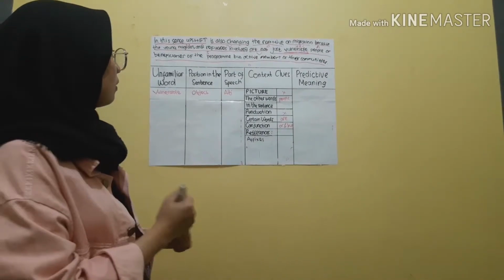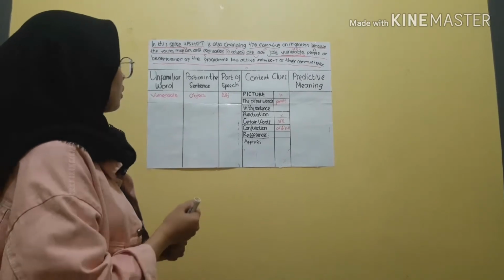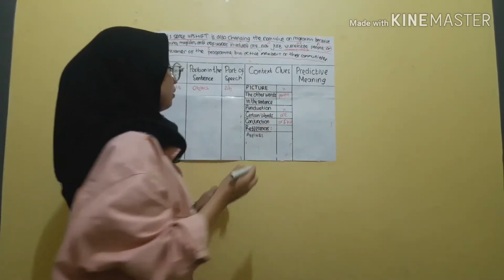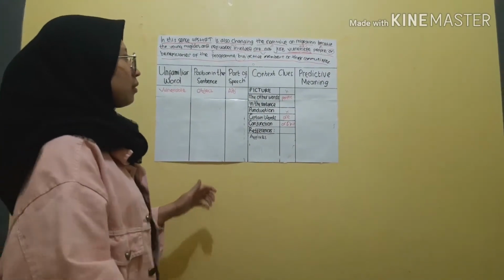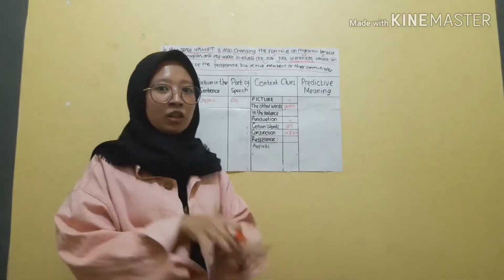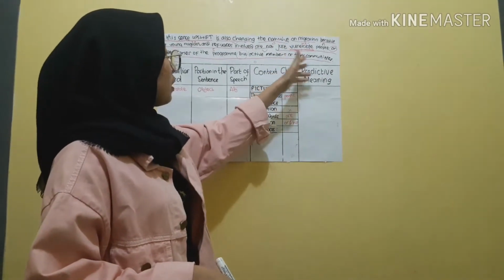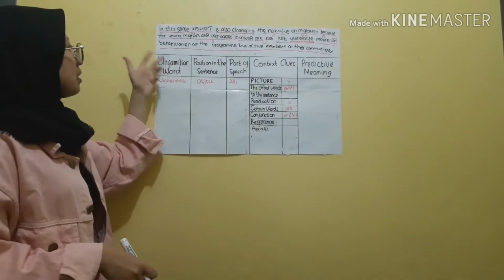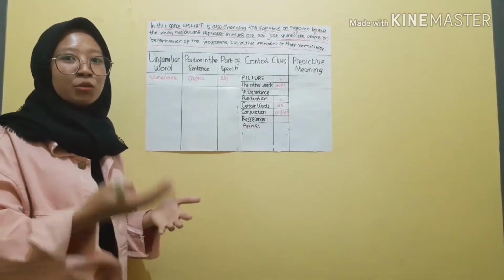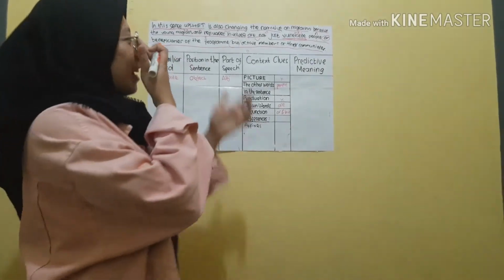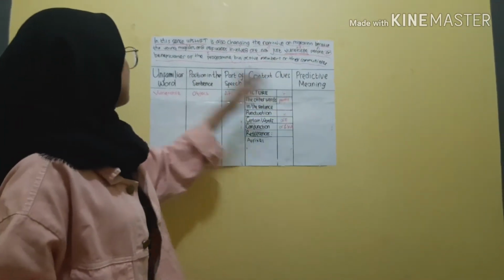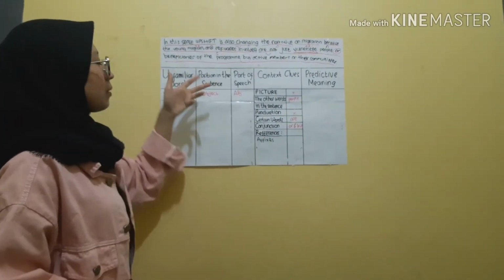After that, conjunction. There are 2 conjunctions: "or" and "but". "Or" tells about synonym. So the synonym of vulnerable people is beneficiaries. Beneficiaries in Bahasa is orang yang diuntungkan atau orang yang mengambil keuntungan. So we can know from here that vulnerable is the same as beneficiaries.